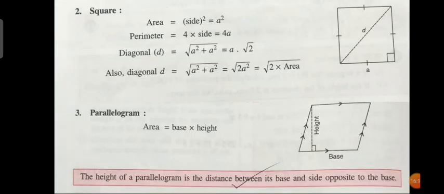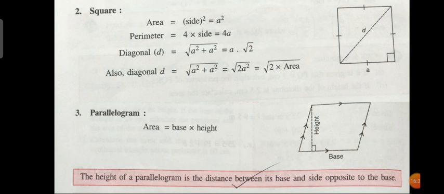And next is square. You know about squares. Area of a square is side square. Perimeter is 4 into side, and diagonal is root of a square plus a square, that is root 2 into a. That is the diagonal. And next is a parallelogram.